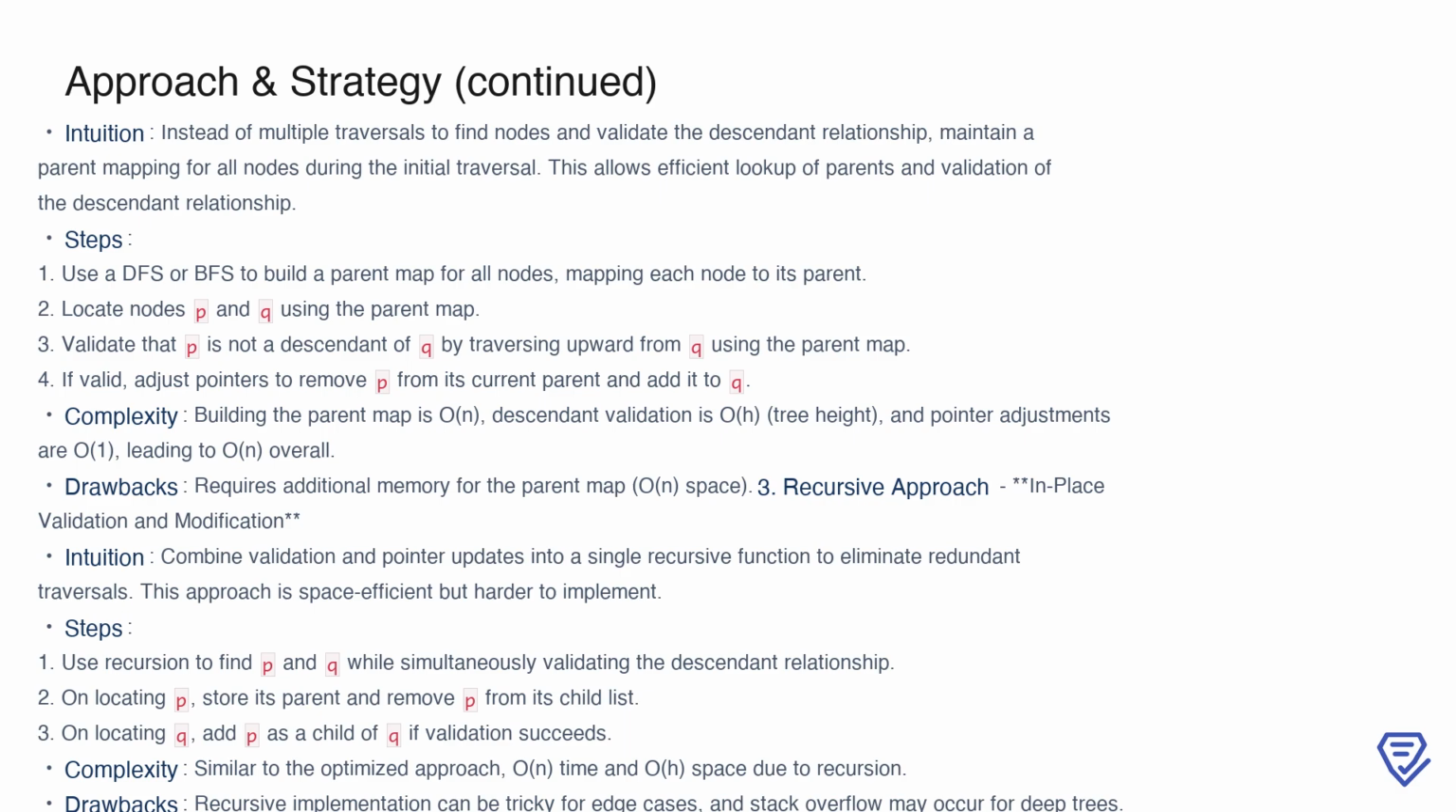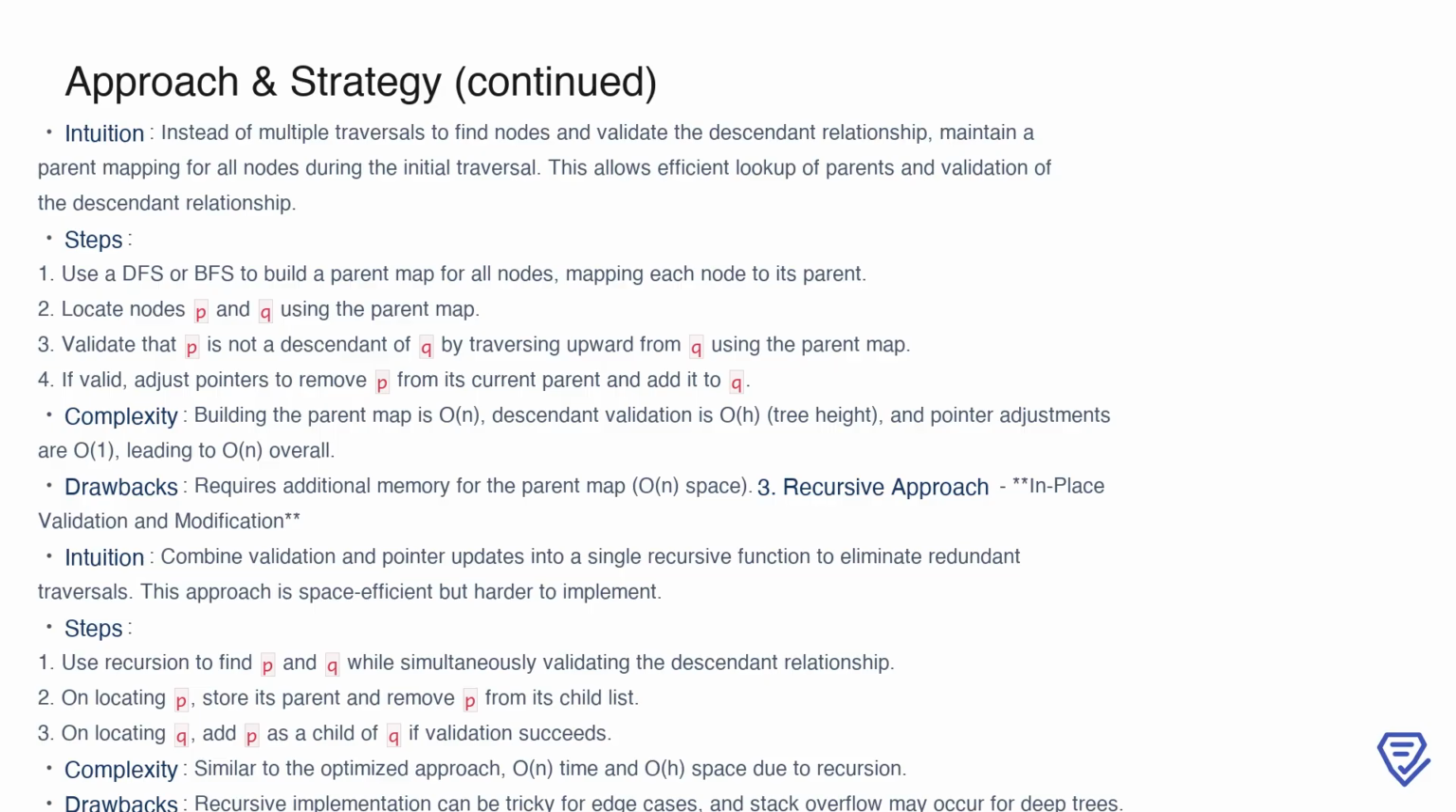Using this parent map, we can efficiently check whether P is a descendant of Q by traversing upward from Q. If the validation passes, we can then adjust the pointers directly to remove P from its current parent and attach it to Q. This reduces the overall time complexity to O(n), as building the parent map takes O(n), validation is O(h), based on tree height, and the pointer adjustments are constant time. However, this approach does require additional memory to store the parent map, which has a space complexity of O(n).